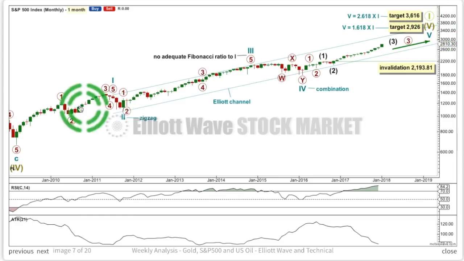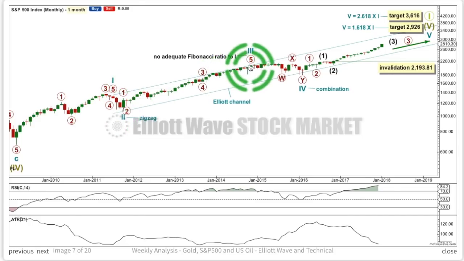This supercycle fifth wave is unfolding as an impulse. There are only 2 structural possibilities it can take, an impulse or an ending diagonal. At this stage, it's pretty obviously not an ending diagonal, it's an impulse. The impulse subdivides so far with cycle 1, 2 a zigzag, 3 an impulse with no adequate Fibonacci ratio to 1, 4 a more time-consuming combination, and the fifth wave at cycle degree begins here.